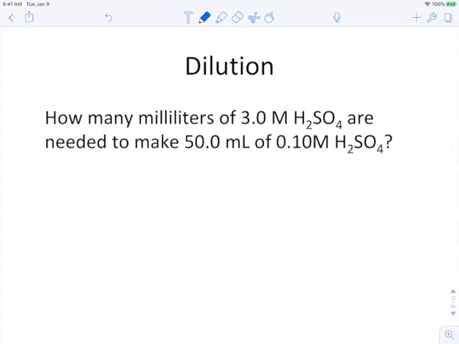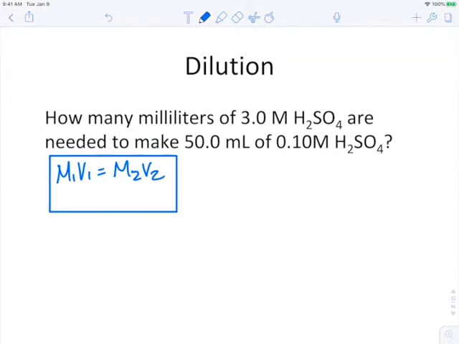So how many milliliters of 3 molar sulfuric acid are needed to make 50 milliliters of 0.10 molar sulfuric acid? There is a formula that will become your best friend in this class and for those going on to 1B. And it is M1V1 equals M2V2. This is definitely a formula that you want to know.